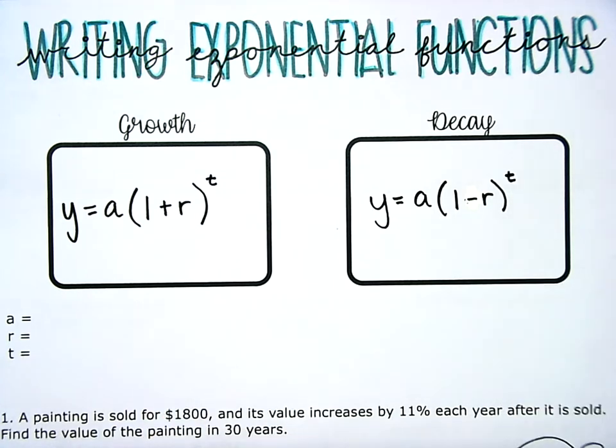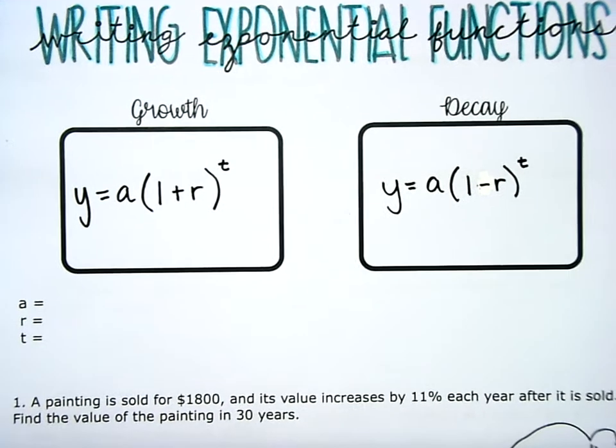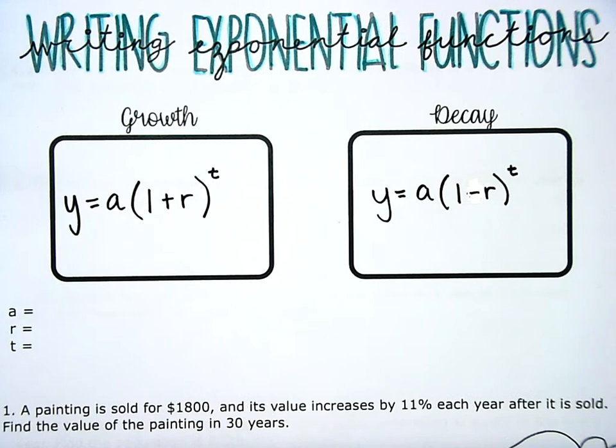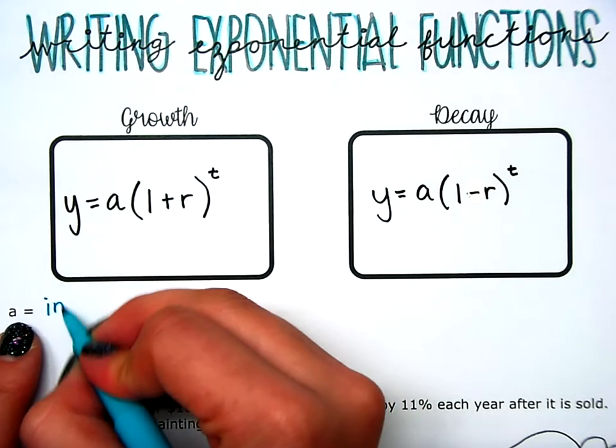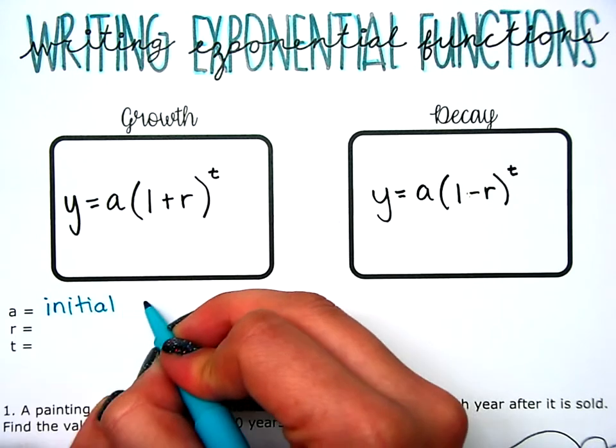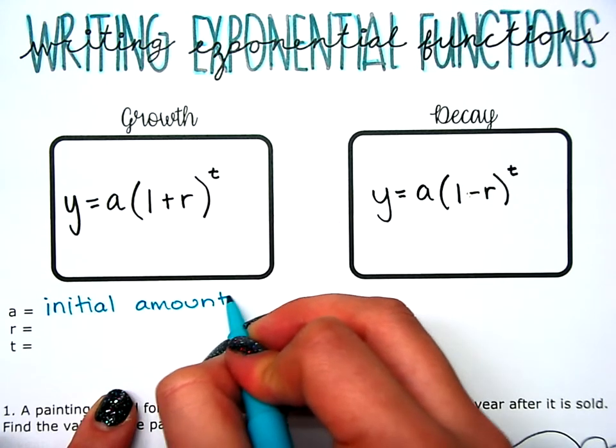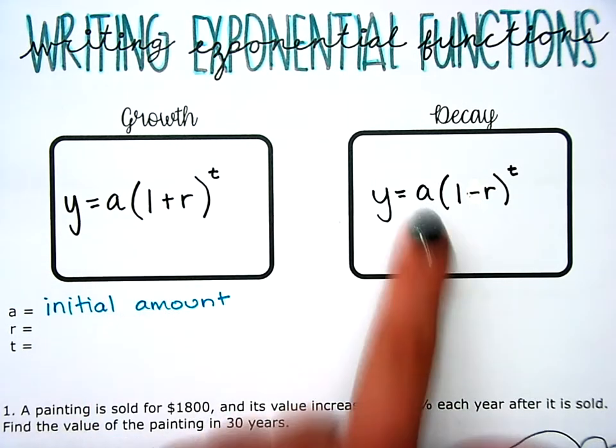Okay, so the 3 variables that we want to define first is a. This is going to represent whatever amount we start with. So we're going to be talking about population, values of cars and things. So the first thing we have is a. This is the initial amount. So you'll see that in both formulas right here.